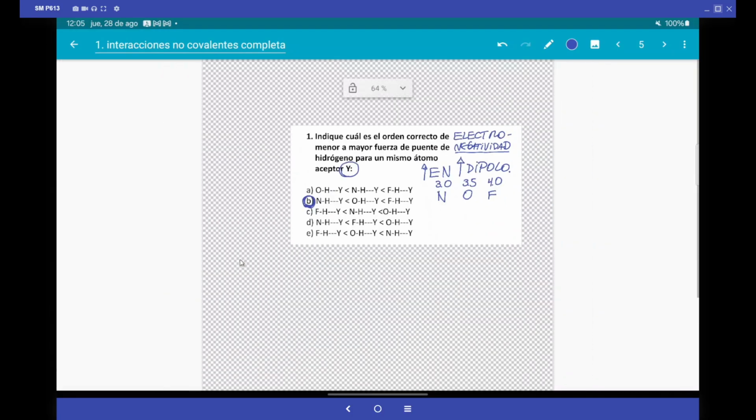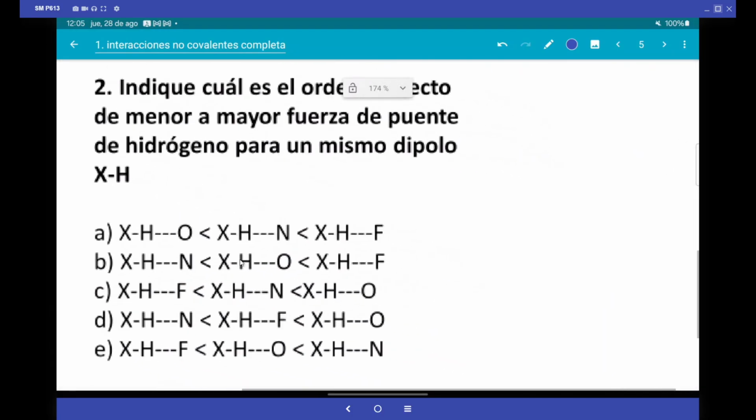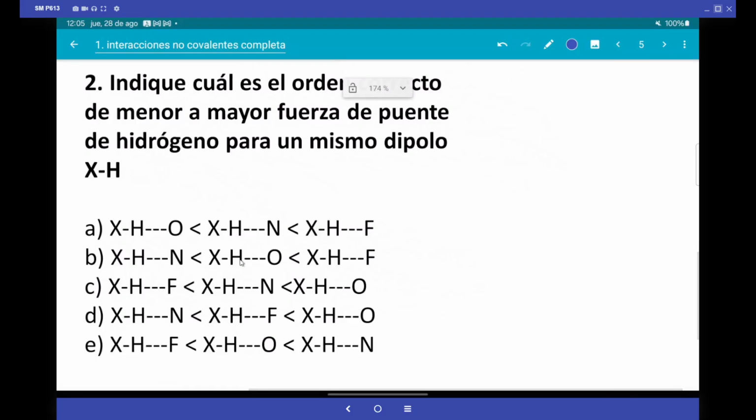Second problem. Indicate what is the correct order again, but now with an alternative. What do you think? There, seeing the variables.